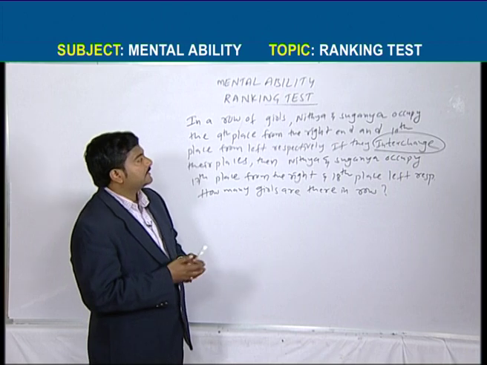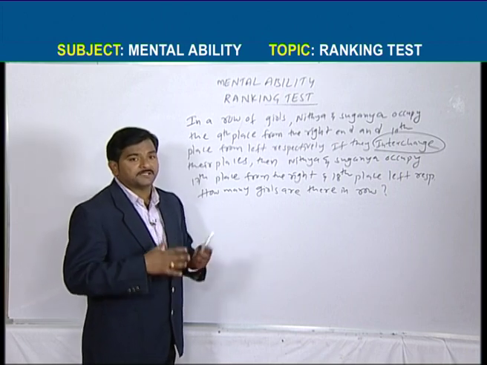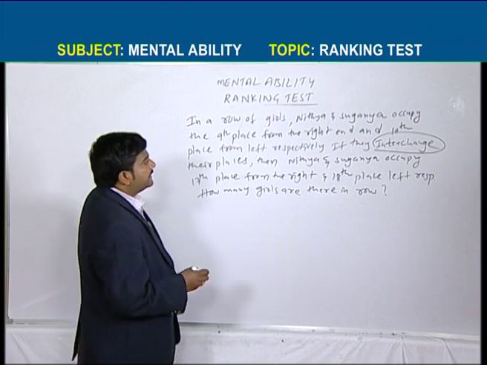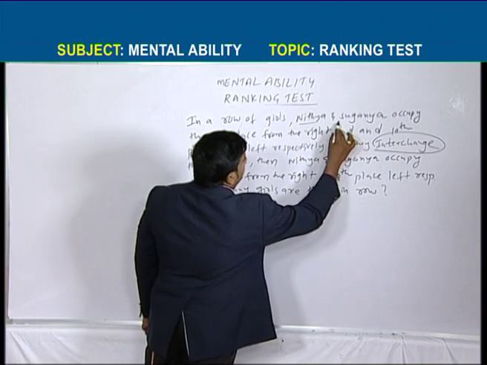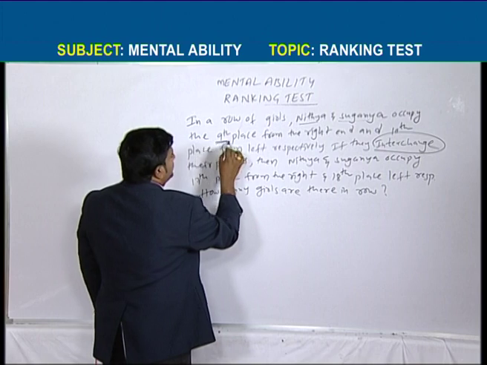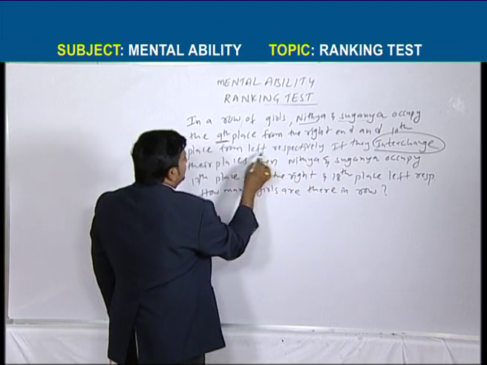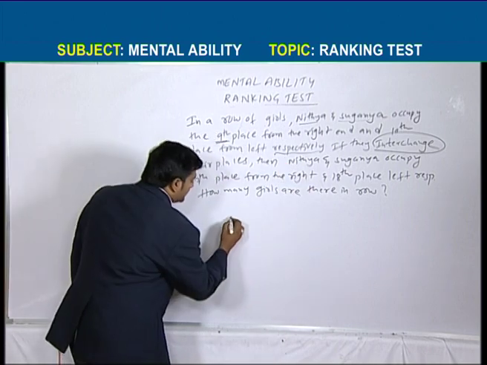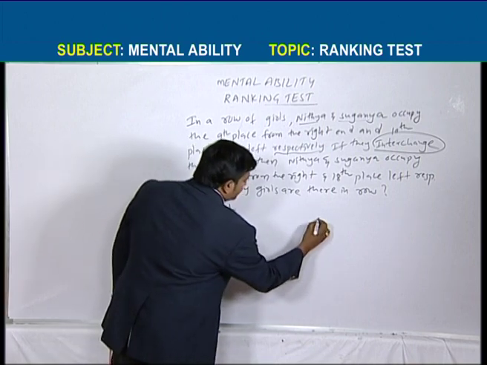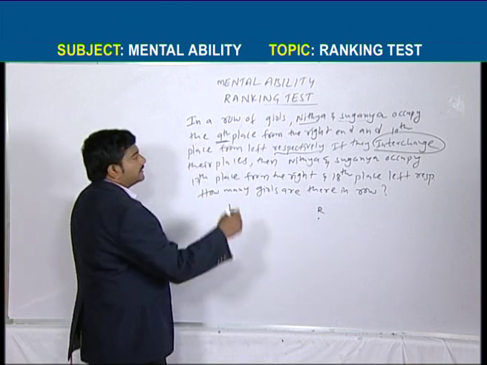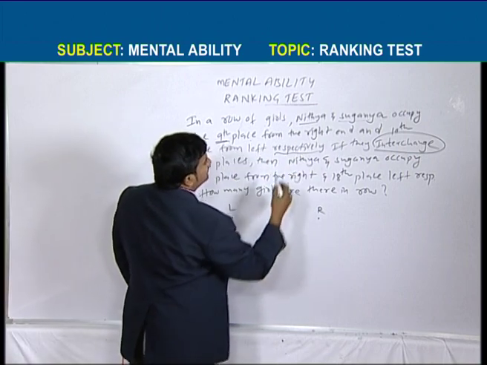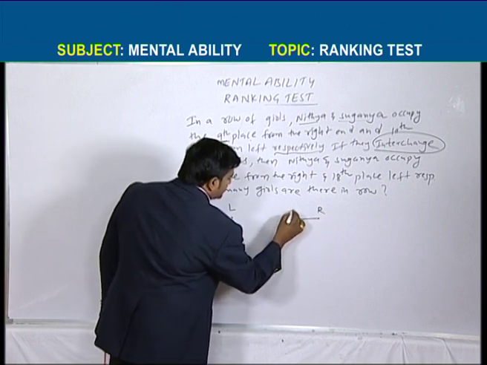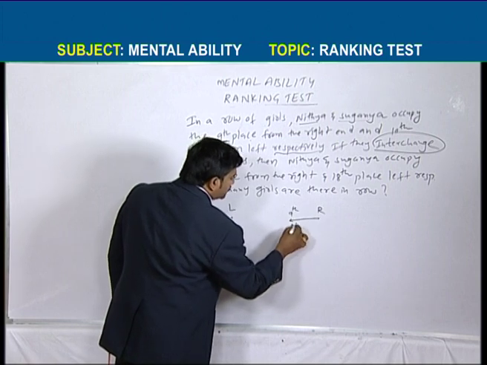Okay, let us start. We will try to find out any one girl's position from either side. Before that, we will draw a small diagram so that you will get the idea. What you have to find: Nitya and Suganya occupy the 9th place from right end and 10th place from left end respectively. Since he mentioned respectively, what does it mean? There is a left position and there is a right position. Nitya occupies which position? 9th place from right end. Okay, it is clear. So it's 9th position from right side. Whose position is it?